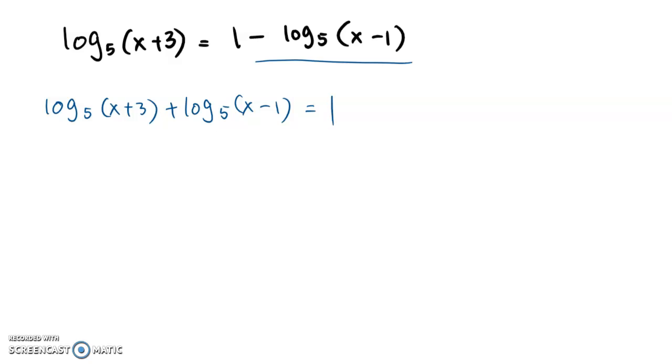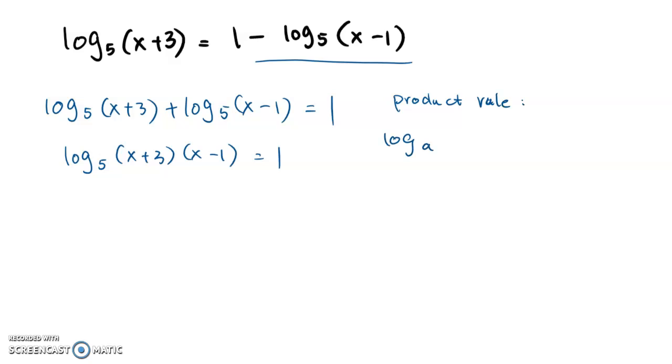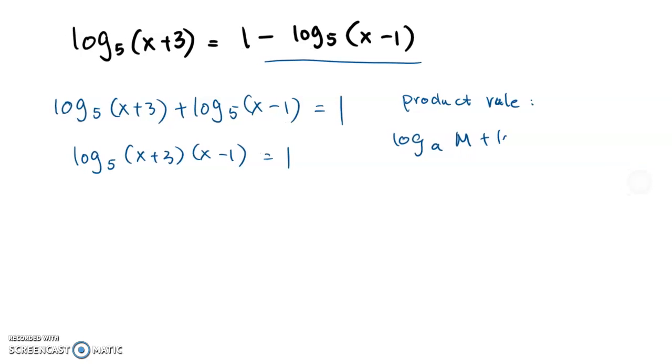So negative becomes positive. Okay, so now I'm going to write the two terms into a single log term. Why can I do that? Because of the product property, which is log with base a of m plus log with base a of n is equal to log with base a of m times n.